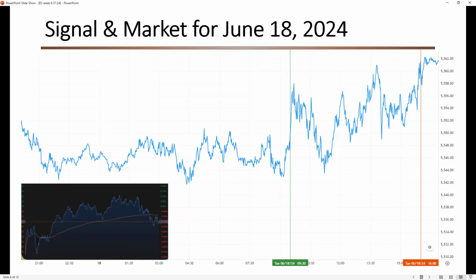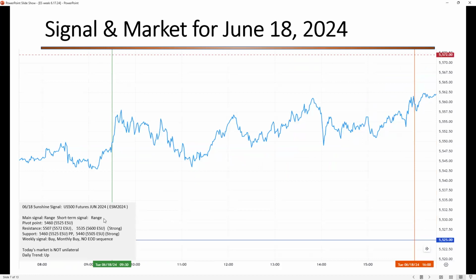For Tuesday, June 18th, the reference chart is showing another possible general uptrend, but with some volatility expected here. Pre-market, we have a range buy, which is a downgrade from the buy, which is a closing signal from the previous day. There is no EOD sequence. The trend is up. And trending day possibility is not detected.